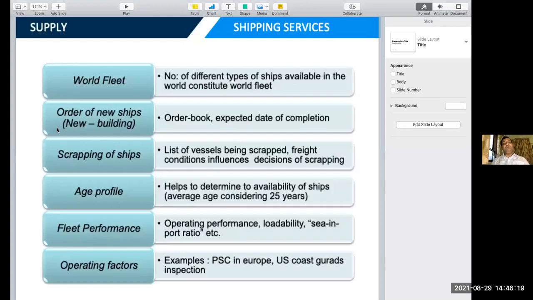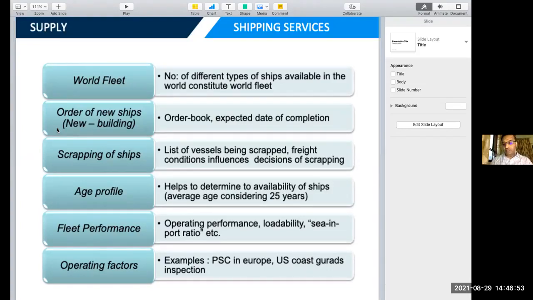Next is fleet performance. Now this is a little different point: how does supply get affected? See, the ship will remain at two places, either at sea or at port. At port, what will the ship be doing? The ship will be doing loading and unloading activity. Now, what does an owner want? The owner wants the ship to be more time in sea or more time in port?